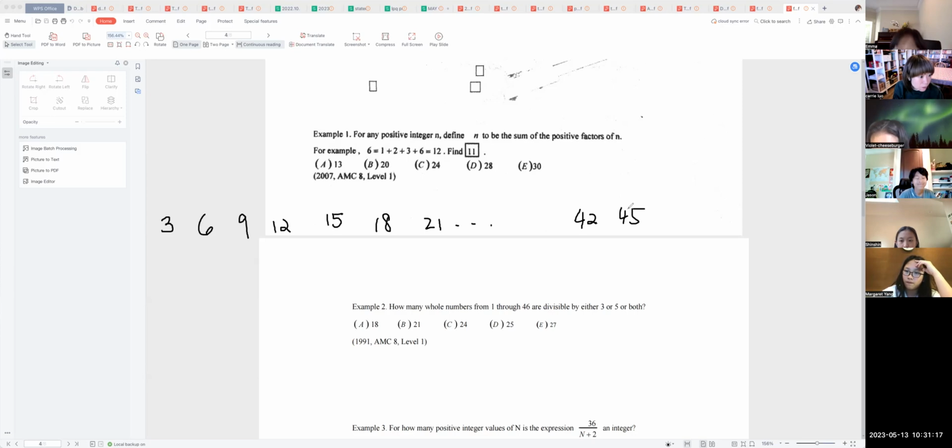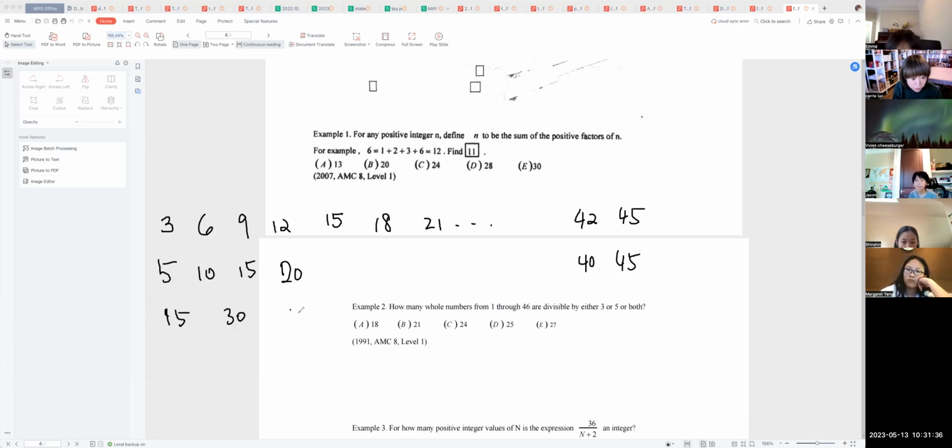Correct, everybody? So these are the numbers that are divisible by 3, right? So let's take a look at what kind of number could be divisible by 5. Okay, and the last ones might be 40 and 45, correct? Now, what kind of number can be divisible by 5 and 3? So 3 or 5 or both. So 15, 30, and 45, correct?